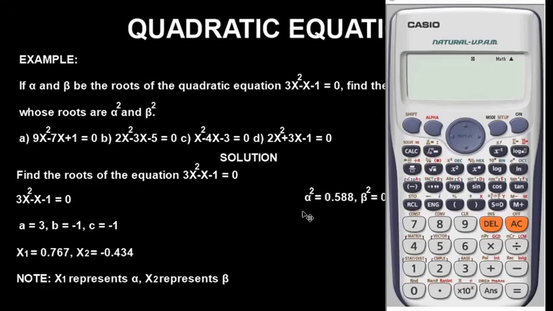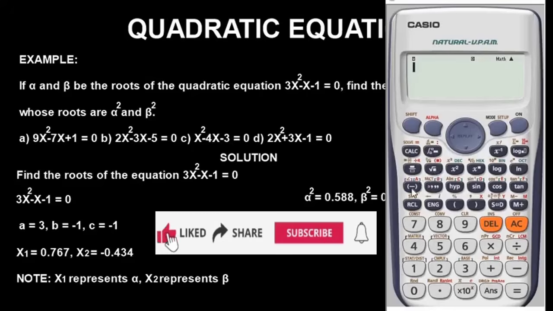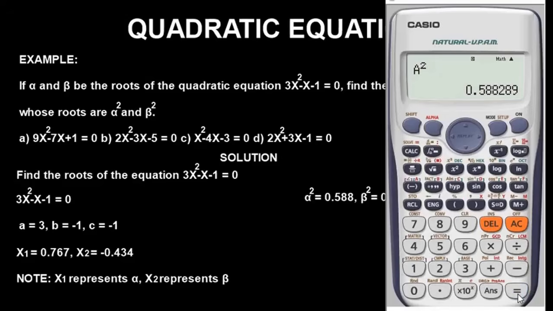Right now, let's get our alpha square. To get your alpha square, you simply press alpha. To bring out alpha in the calculator, you press this alpha button first, then press A, which is sent as alpha in the calculator. Once you do it, you press square and press equal to see the value of alpha square, 0.588, as you can see here.